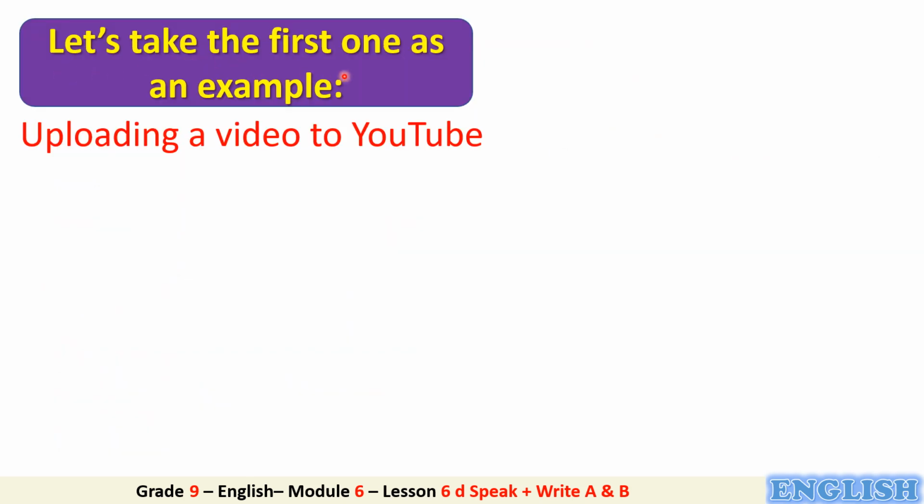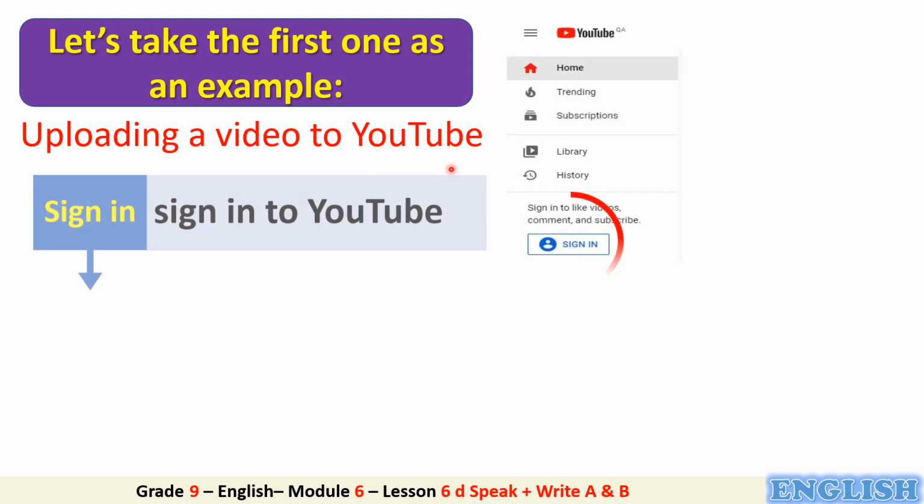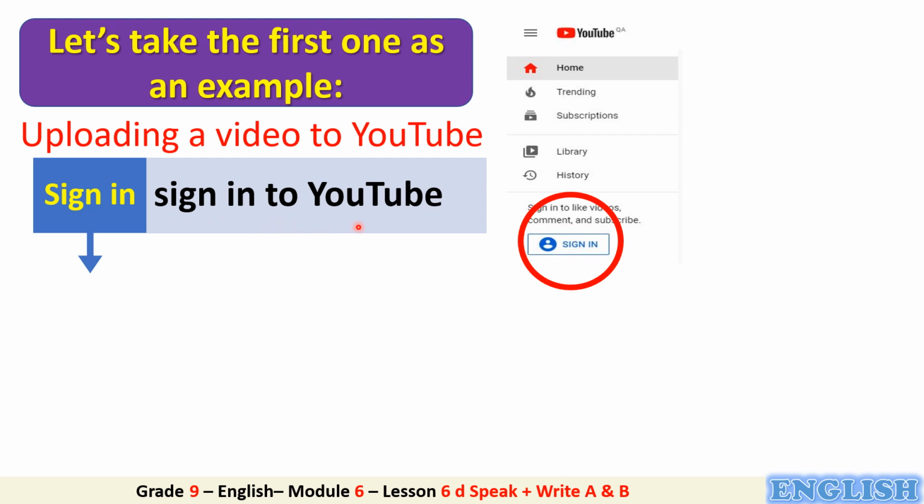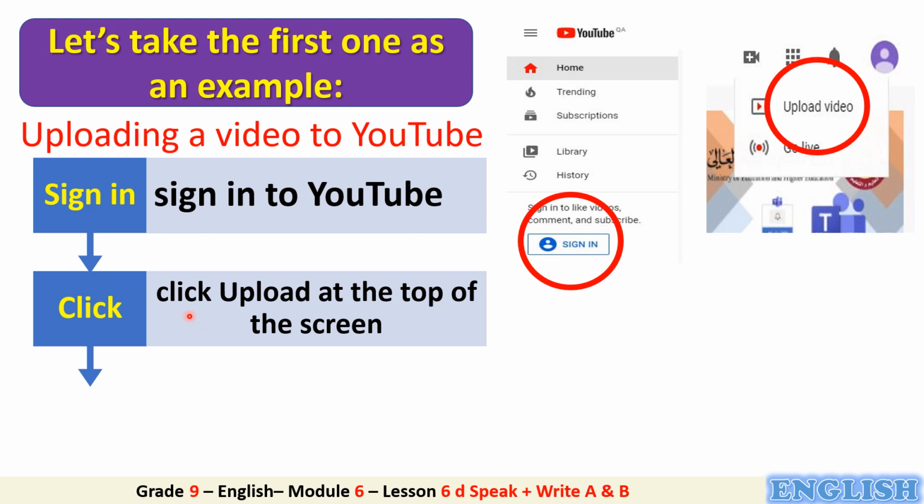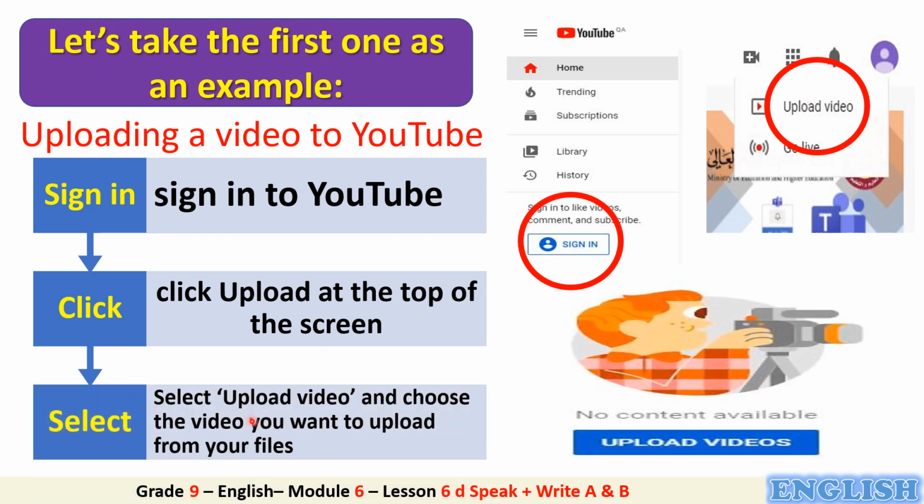Okay, let's take the first one as an example. Uploading a video to YouTube. Have you ever uploaded a video to YouTube before? If you don't know how, let's illustrate the different steps of uploading a video. First, you have to sign in to YouTube. Second, you have to click upload at the top of the screen. The last step is to select upload video and choose the video you want to upload from your files.